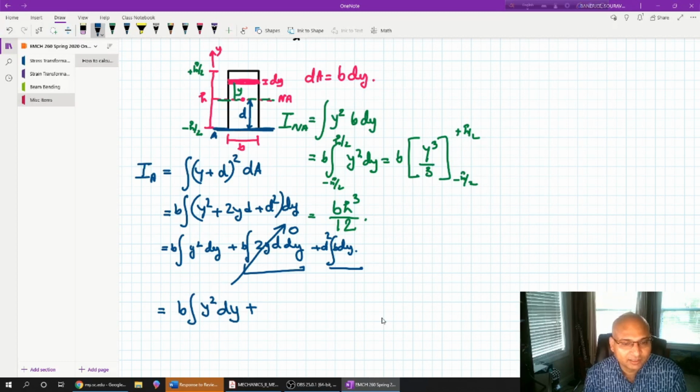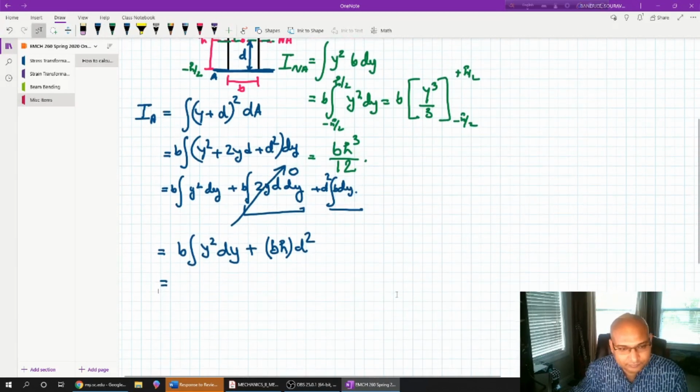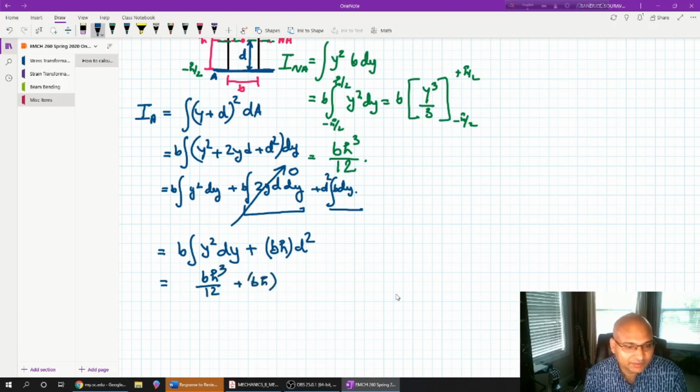So the total area, integration of a strip over the total area, that means the total area of the section, which in this particular case is a rectangular section, I can write b into h and d square. So this is the total area of the section into d square, and this part is what we found with respect to the central axis. So b h cube by 12 plus b h into d square, which in this particular case is h by 2, so whole square. So we get b h cube by 3.